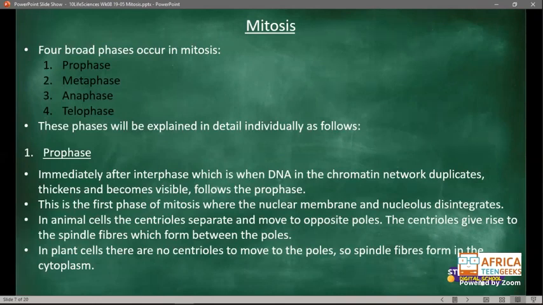Then in plant cells, there are no centrioles. Remember, plant cells do not have centrioles. Therefore, in plant cells, spindle fibers form in the cytoplasm. So there are no centrioles at the poles of plant cells. Therefore, spindle fibers just form in the cytoplasm.